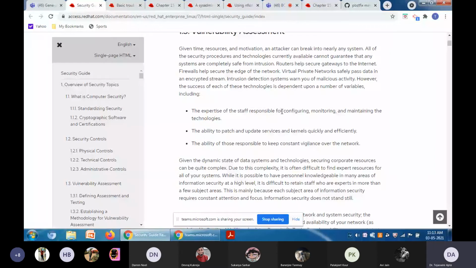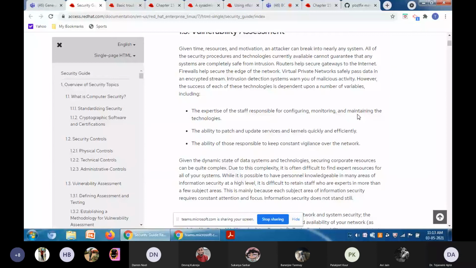The expertise of the staff responsible for configuring, monitoring and maintaining the technology. We have just discussed two things, one is NFS, and we have discussed telnet as well, and the other thing is the mail server. If you change the configuration, you need to have decent knowledge of the system, because you need to know how exactly you are going to introduce the vulnerability.